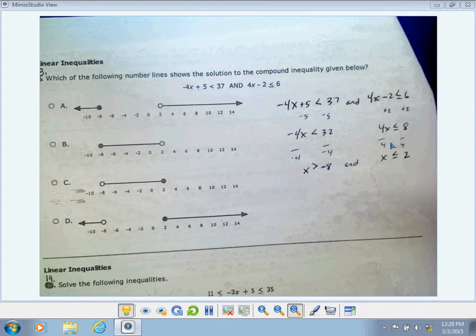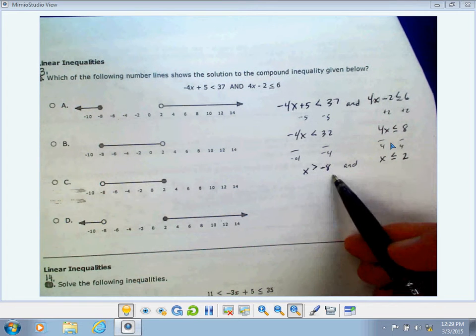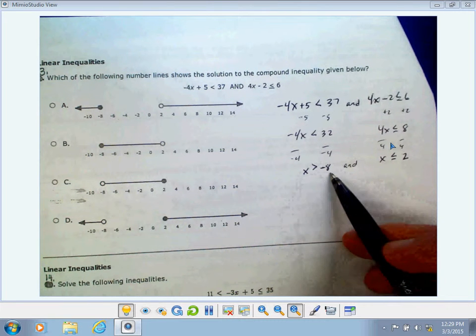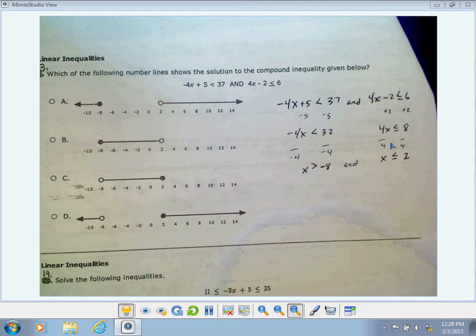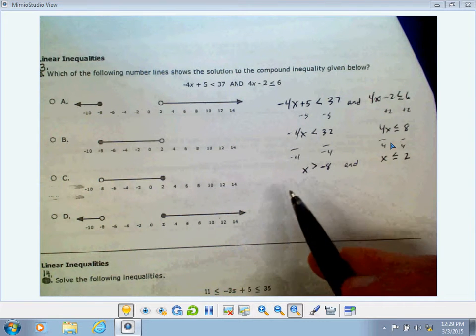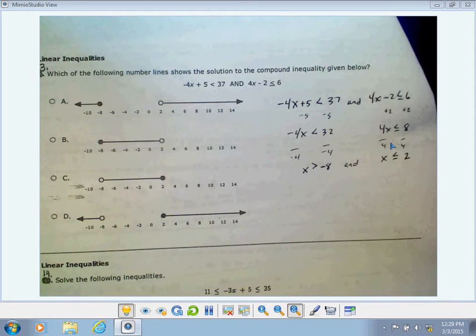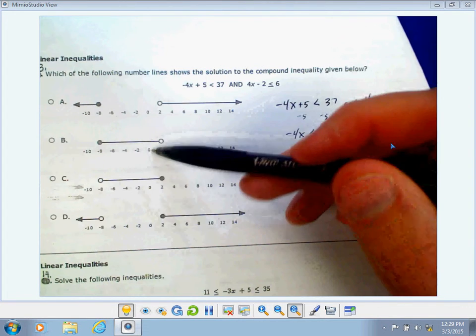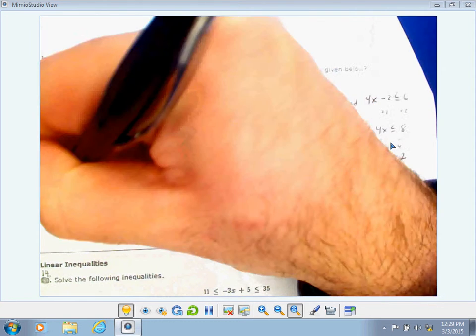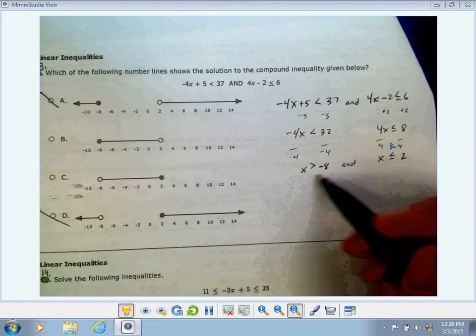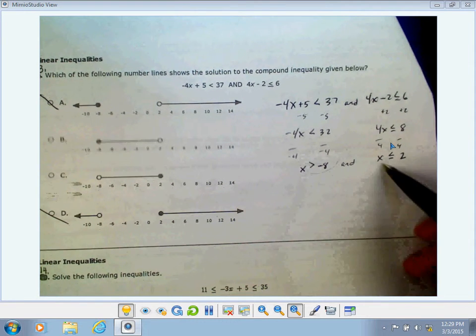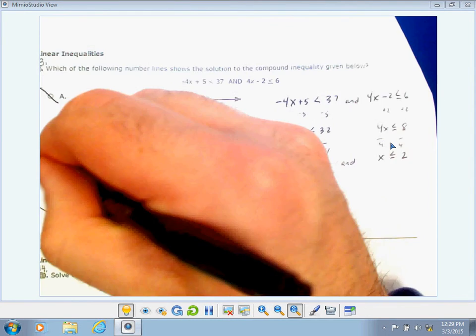Alright, this one's going to work how they're supposed to. So what this says is our answer is going to be in between. It's got to be greater than -8 and less than 2, in between -8 and 2. So I look over here and I see, where is the shading that tells me in between -8 and 2? Well, it's B or C, but A and D are definitely out. So the question is, is it B or is it C? This means open circle on -8, closed on 2. It's C.